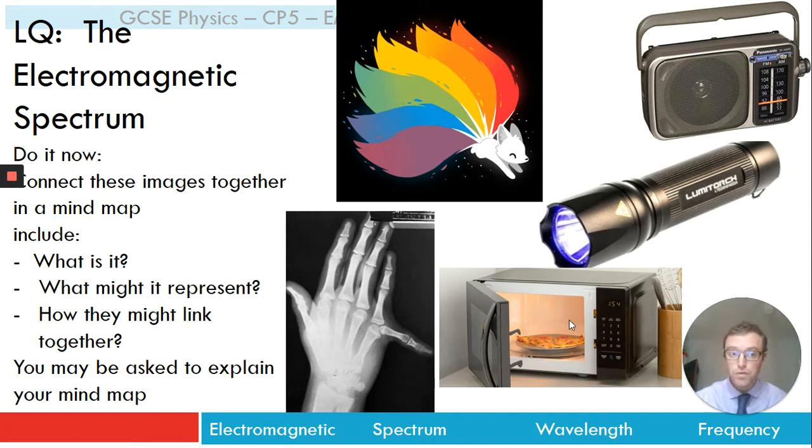What does it use? Okay, so I'm going to ask you in a second to pause the video and to complete that for all 5 images. So what is the image? You could draw a little piece of the image. You could draw the image out very quickly. What might it represent? What might it use to work? And how might they all link together? Just a very quick mind map. It shouldn't take you more than 2 minutes. Okay, I'd like you to pause the video now and to complete that.